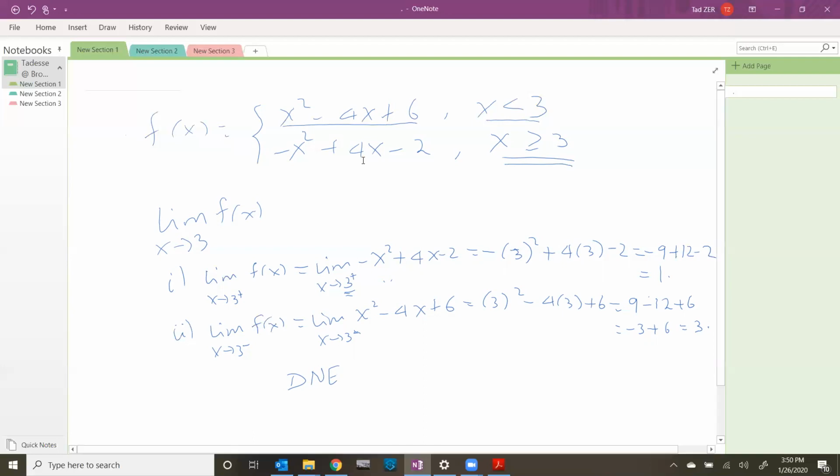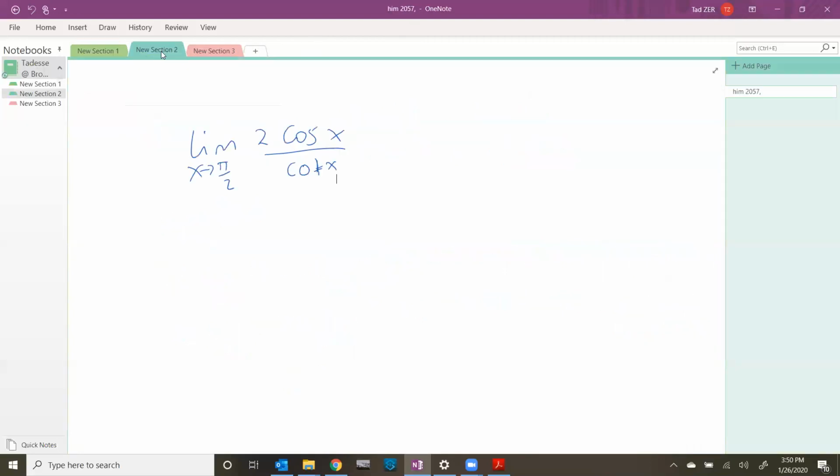All right, let's see another example. The second example says, we want to find the limit of 2 times cos x divided by cotangent of x as x approaches pi over 2.